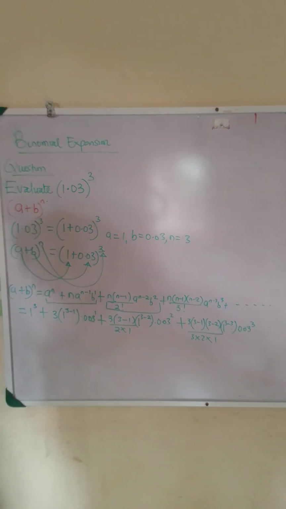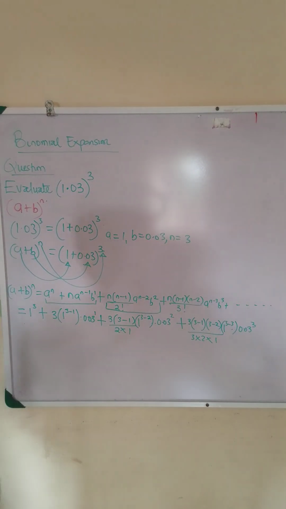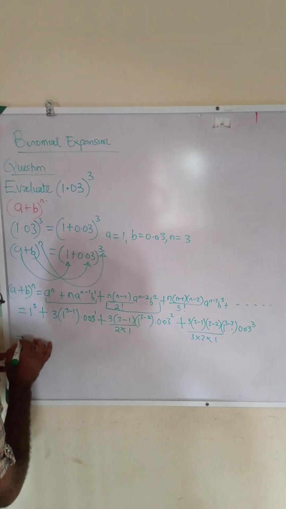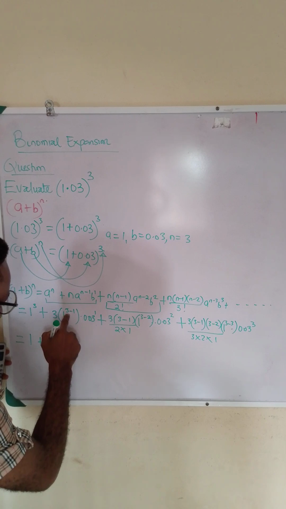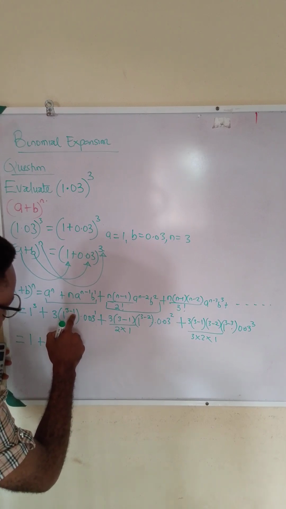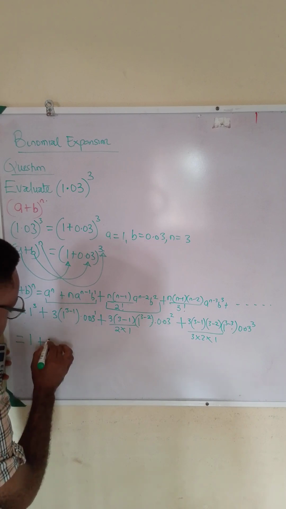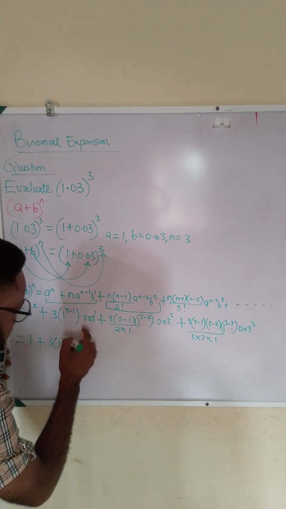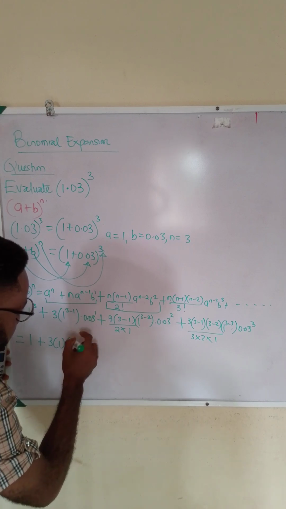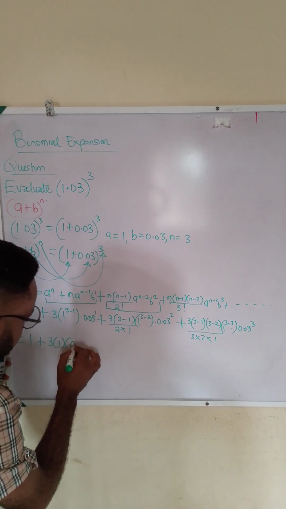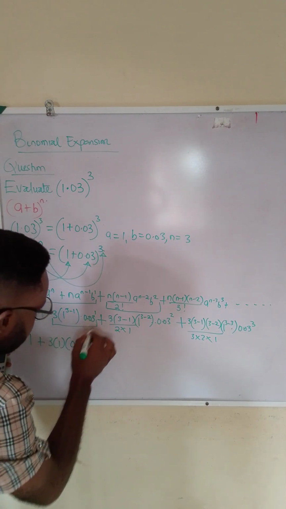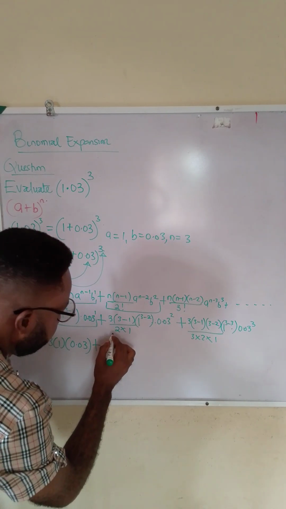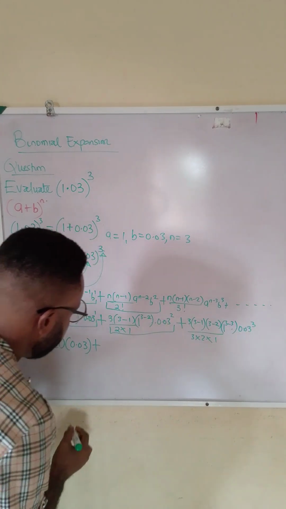We are going. So from here we have a to b. 1 raised by 3 is the same thing as 1, plus 1 raised by 3 minus 1 is 1 raised by 2, and 1 raised by 2 is the same thing as 1. So this will be 3 into 1 into 0.03 raised by 1, which is the same thing as 0.03. So we are done with this now. So we have plus.